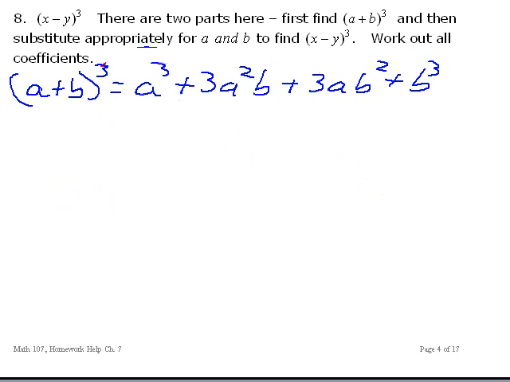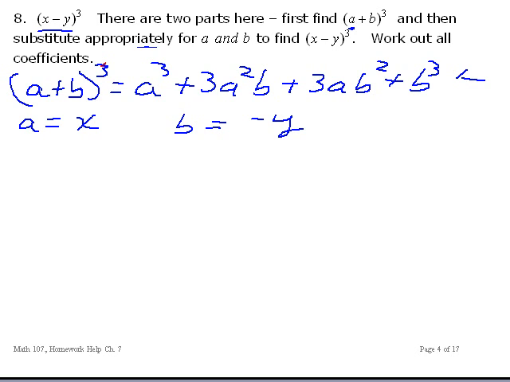Now here's the second part of this problem. Go back to the original problem and make the following identification. A, the first variable, is equal to x. So I know a is x. And b is -y.